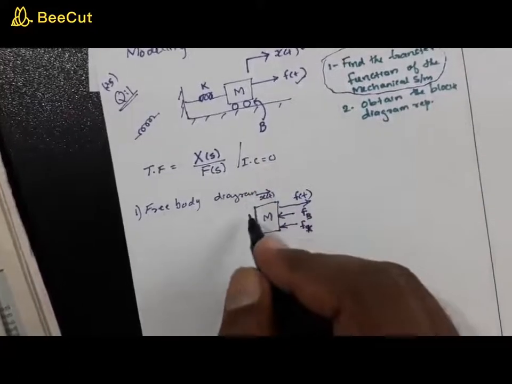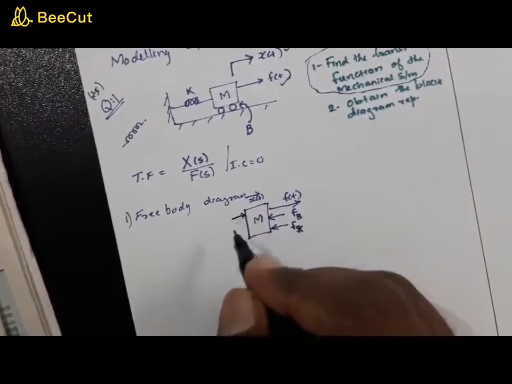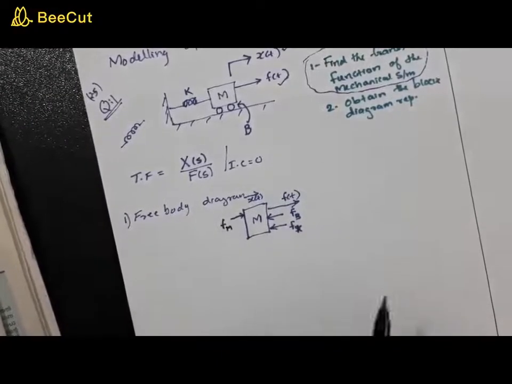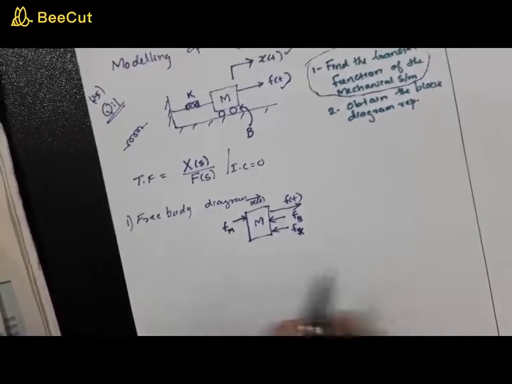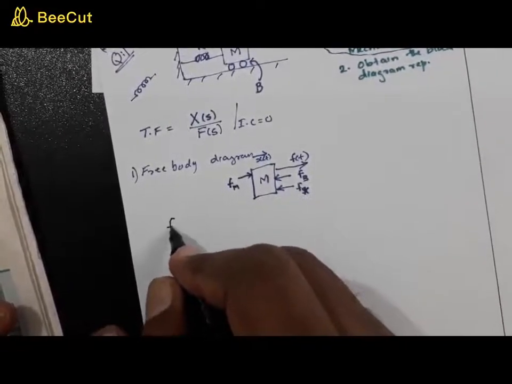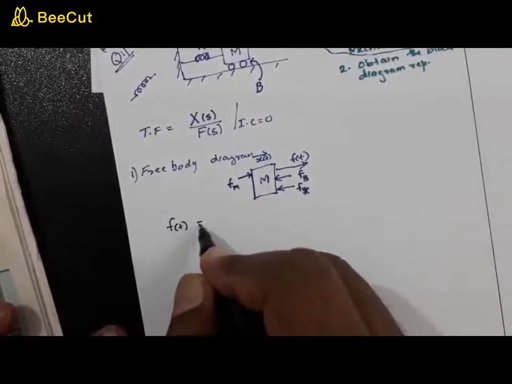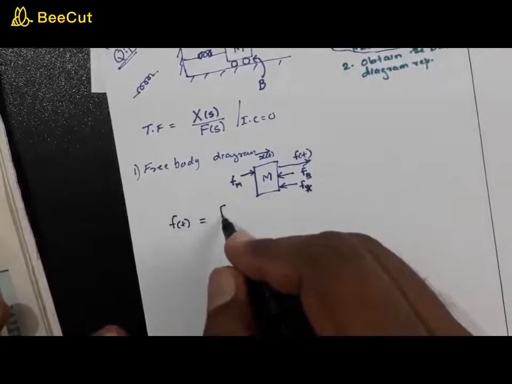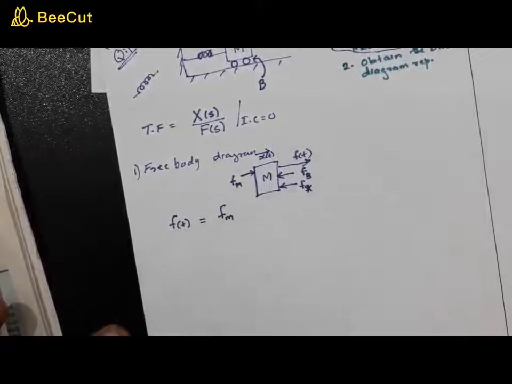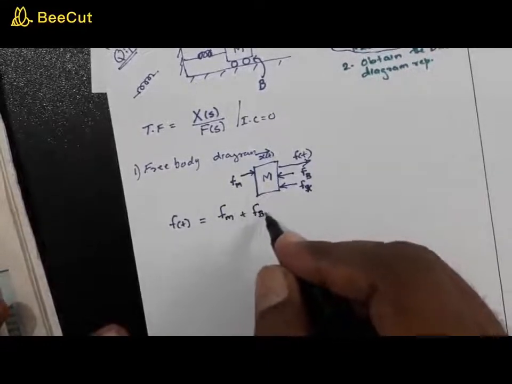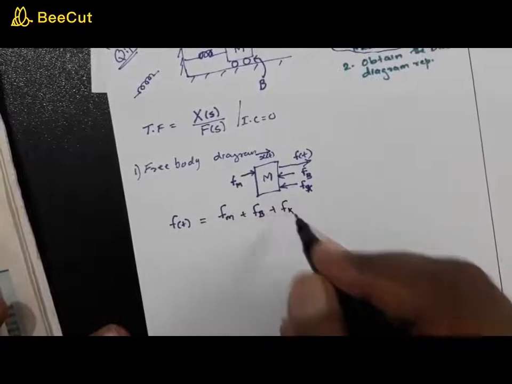And another force is a force due to this mass, and let us call that Fm. Now, as per Newton's second law, what you need to draw is this. You know that the applied force is equal to the opposing forces, so it is equal to Fm plus Fb plus Fk, right?